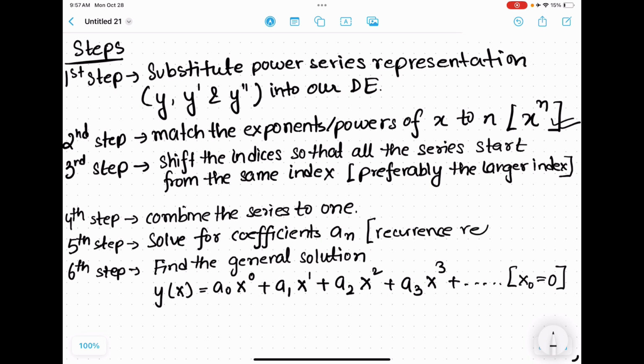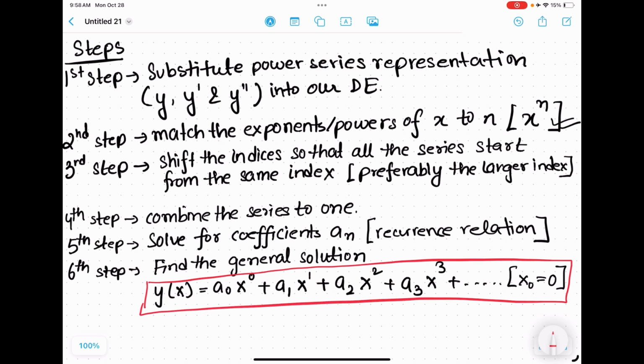That is what this section is all about. And then finally get our solution, which obviously would be in this form right here. Okay. So these are the steps. So let's get right into a problem then.